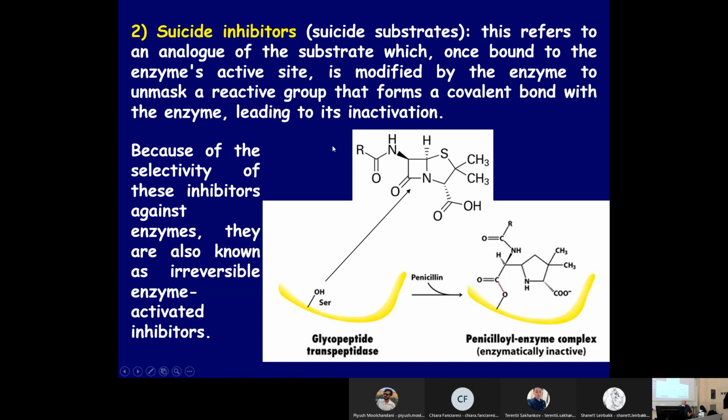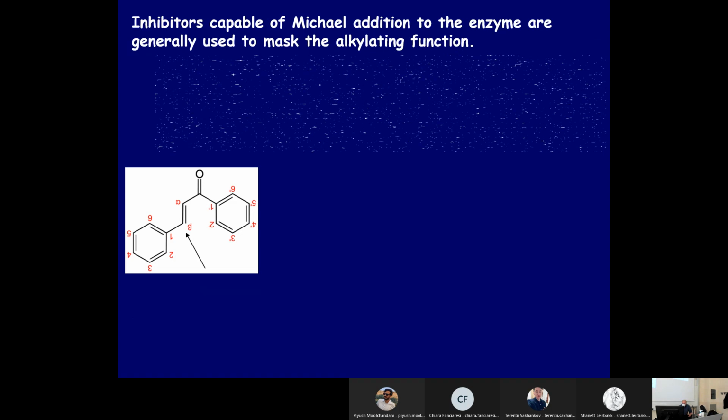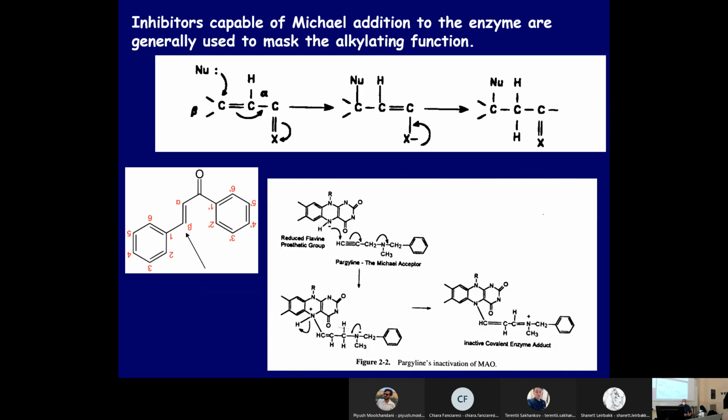So in this case, you can see that penicillins normally are not reactive, but only after the interaction with OH, they can block irreversibly this type of enzyme. Here you can see another type of reaction used in the case of suicide inhibitors.